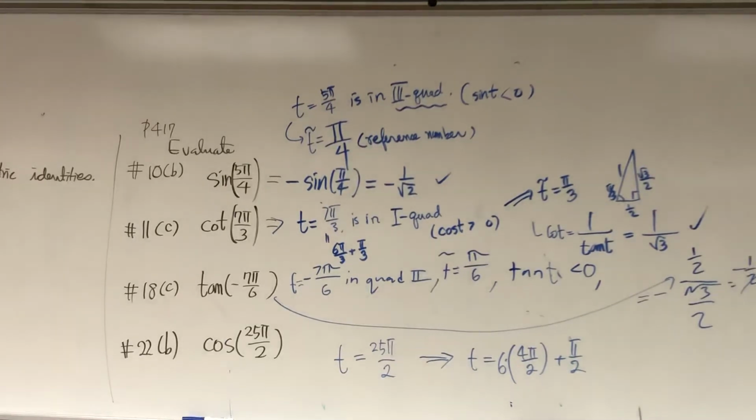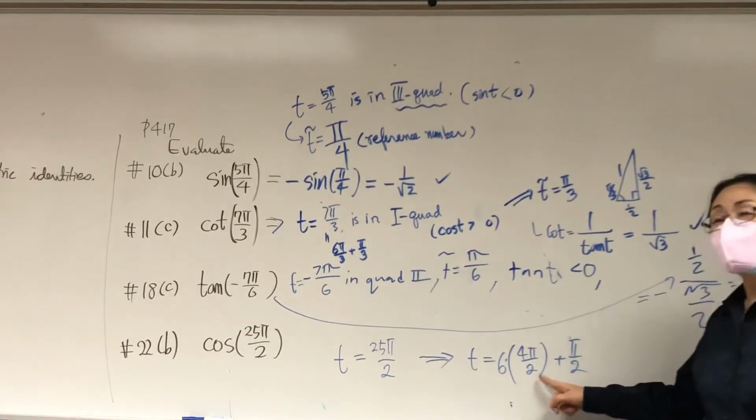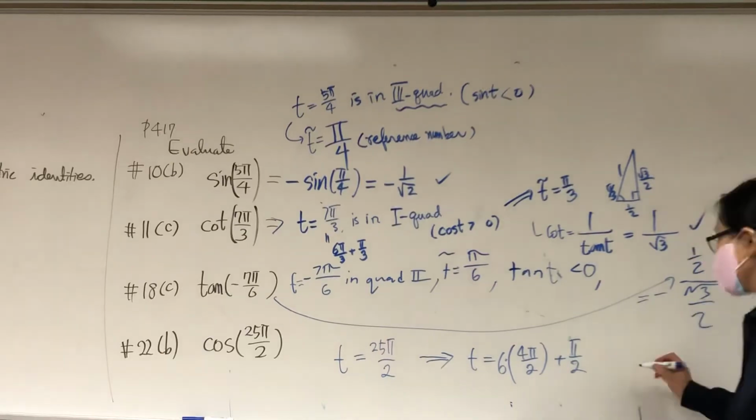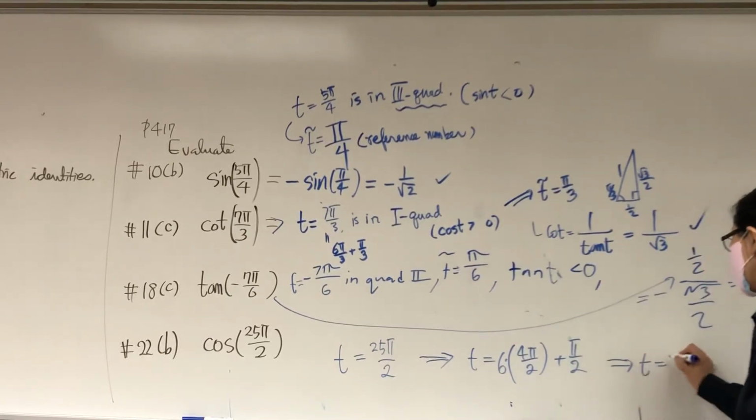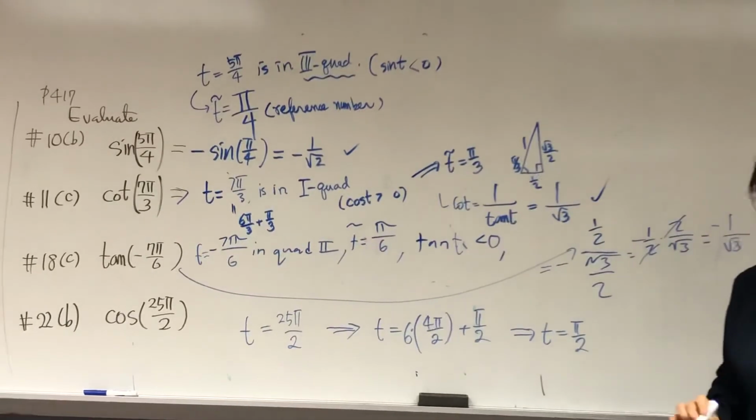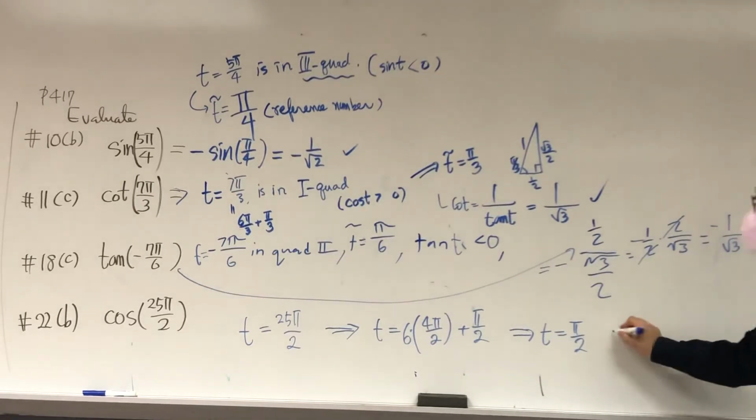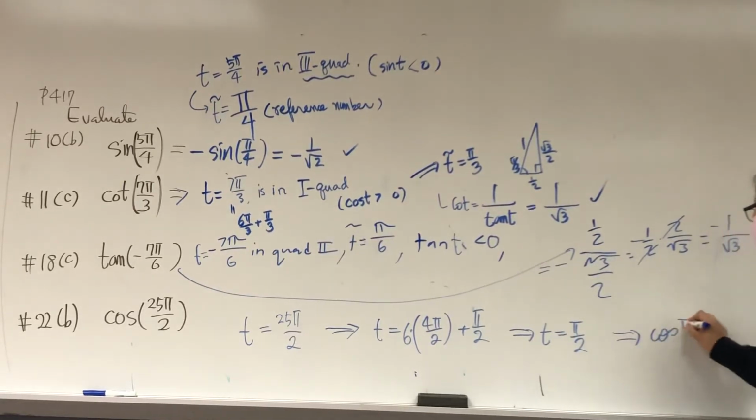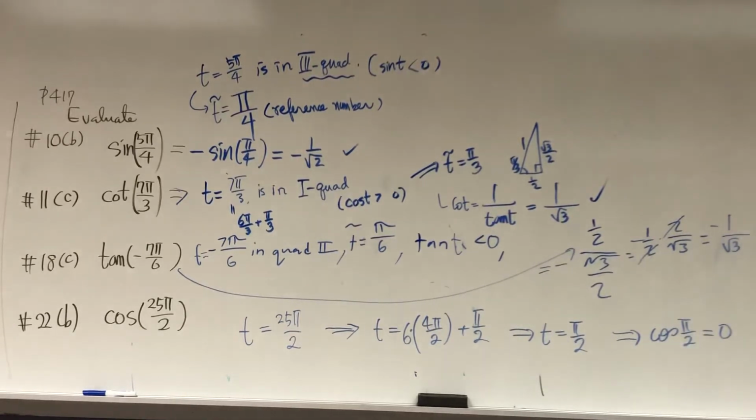Am I right? Yes. 6 revolutions plus pi over 2. So your t is just pi over 2. How easy it is. Yes? And then what? Cosine of pi over 2 is what? 0. Good.